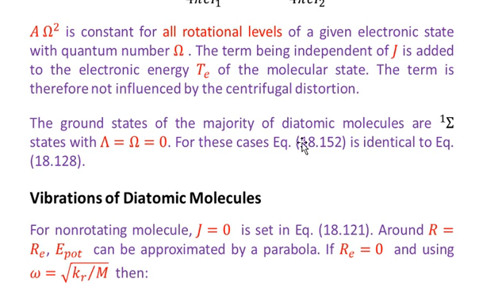The ground states of a majority of diatomic molecules are written as 1 sigma states with capital lambda and capital omega equal to 0. For these states, equation number 152 is identical to equation number 128. I cannot show equation number 152 because it was referenced from the previous lecture. So the ground state will mainly be written as 1 sigma state with capital lambda and capital omega equal to 0. Under that condition, the ground state will be 1 sigma.